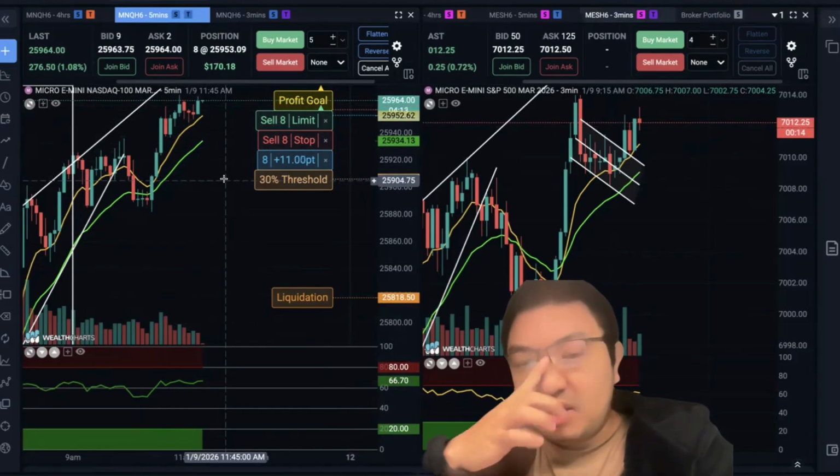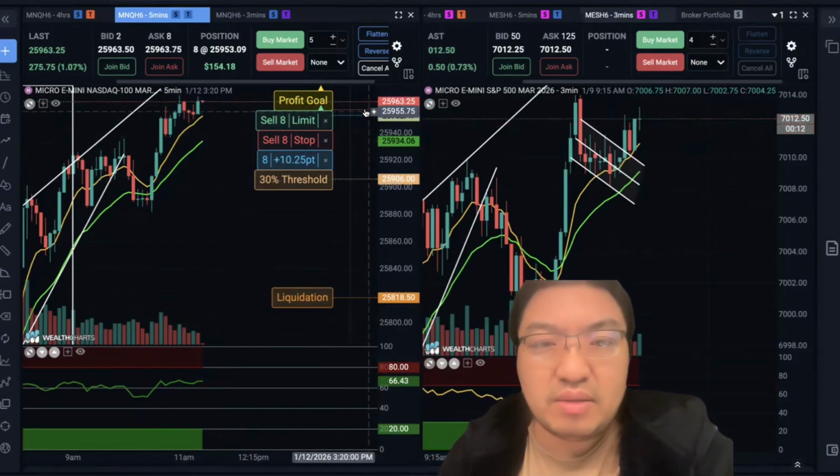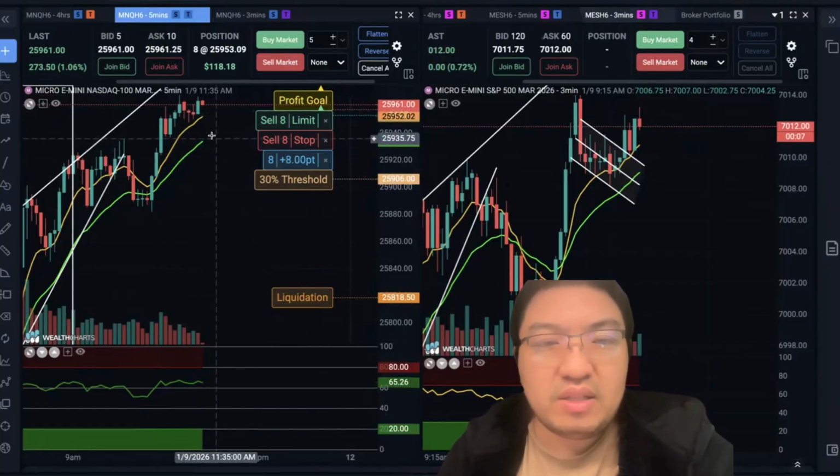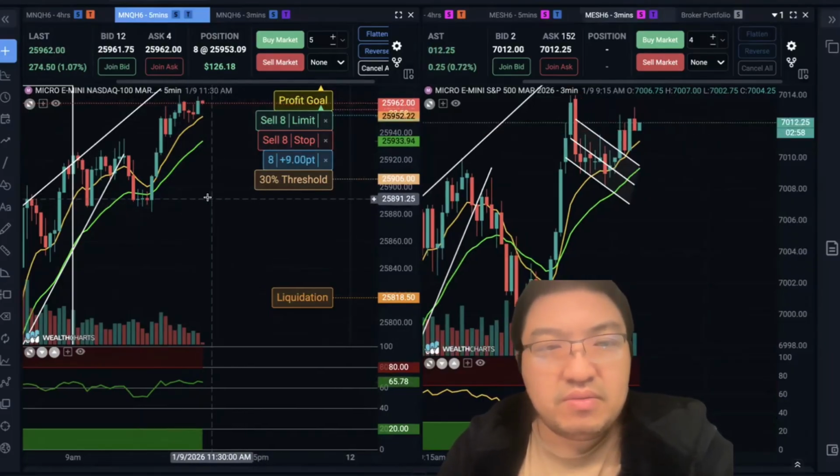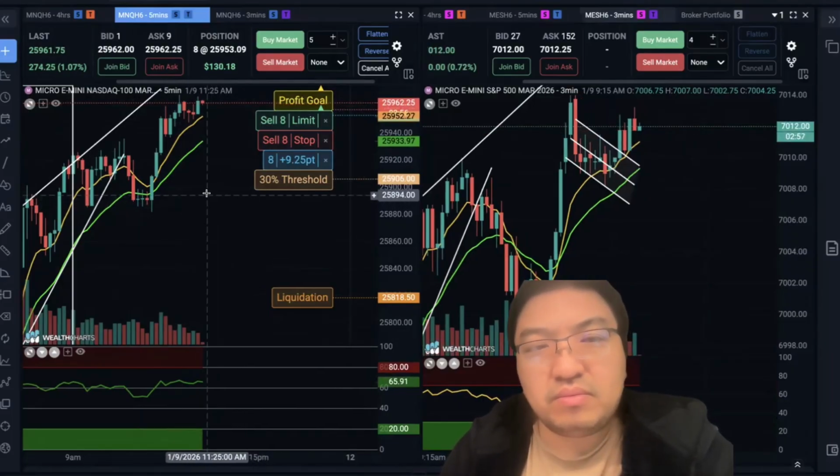So what's intimidating? I need to make sure my stop loss is above my entry price. It's like at the boundary of the upper bound of a trend line from the big time frame. So I'm not sure.